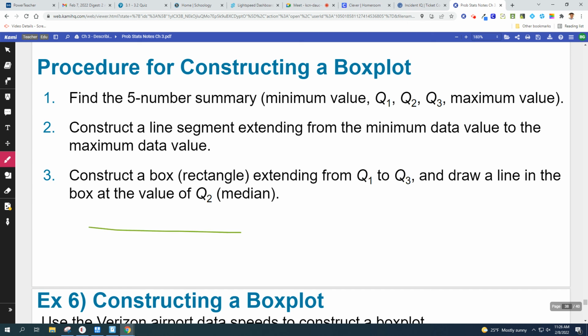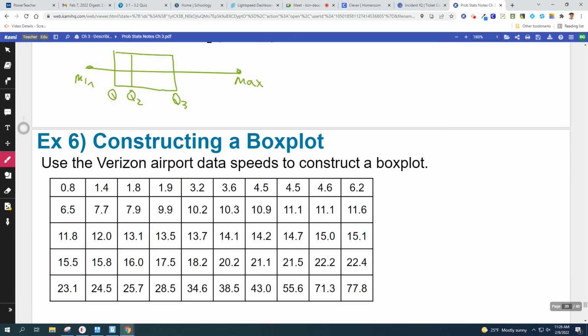It's going to look like this. That's the minimum. That's Q1, Q2, Q3, and that's the maximum. Notice it doesn't have to be perfectly centered. It's not going to be perfectly centered. It just depends on what the numbers are doing. One of the whiskers is probably going to be longer than the other whisker, and that's okay.